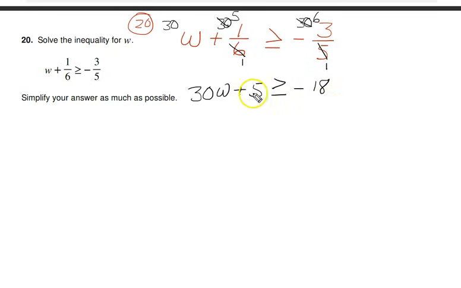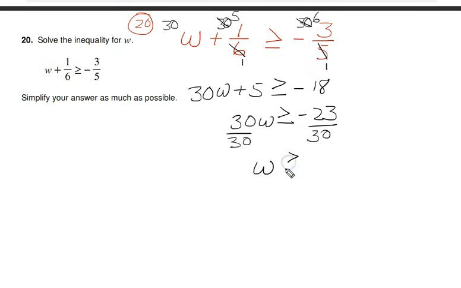We're going to transpose the +5 to the other side where it becomes a -5, so this is -23. Now divide both sides by 30. W is greater than or equal to -23/30. Now, I know you're wondering, should I have changed the direction of our inequality sign?